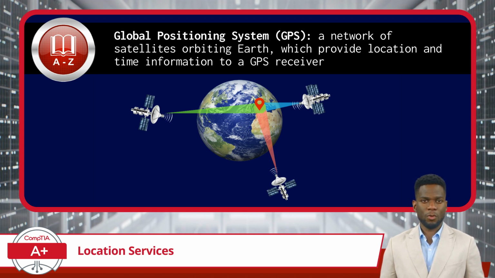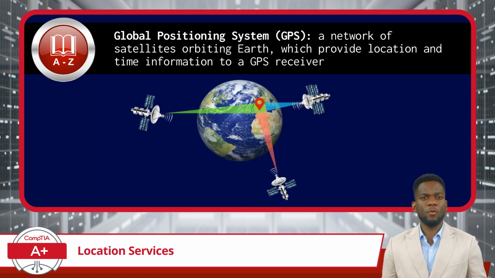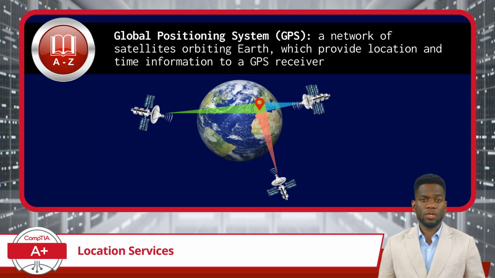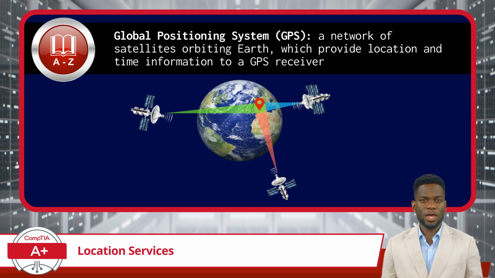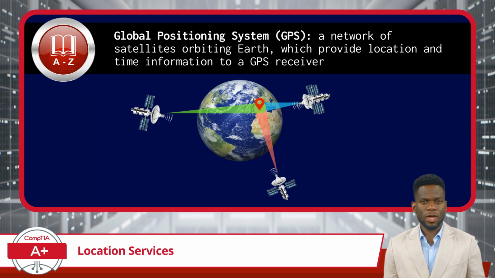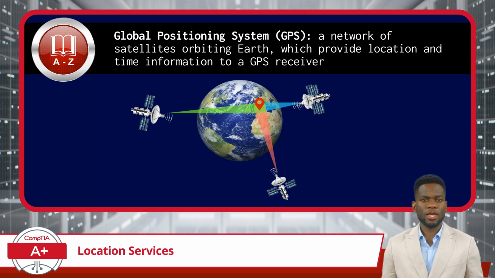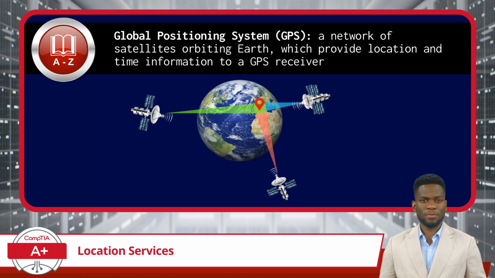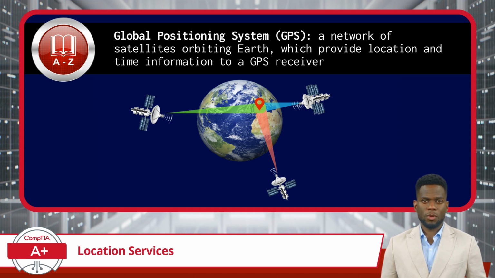GPS stands for Global Positioning System. It's a network of satellites orbiting Earth, which provide location and time information to a GPS receiver found in many devices like your smartphone or navigation unit in cars. Imagine it as a cosmic dance where satellites continuously broadcast their location and your device listens in. Using this information, it can determine its position on the globe. You can also consider GPS as an echolocation system, where each signal bounce helps to map out where you are.